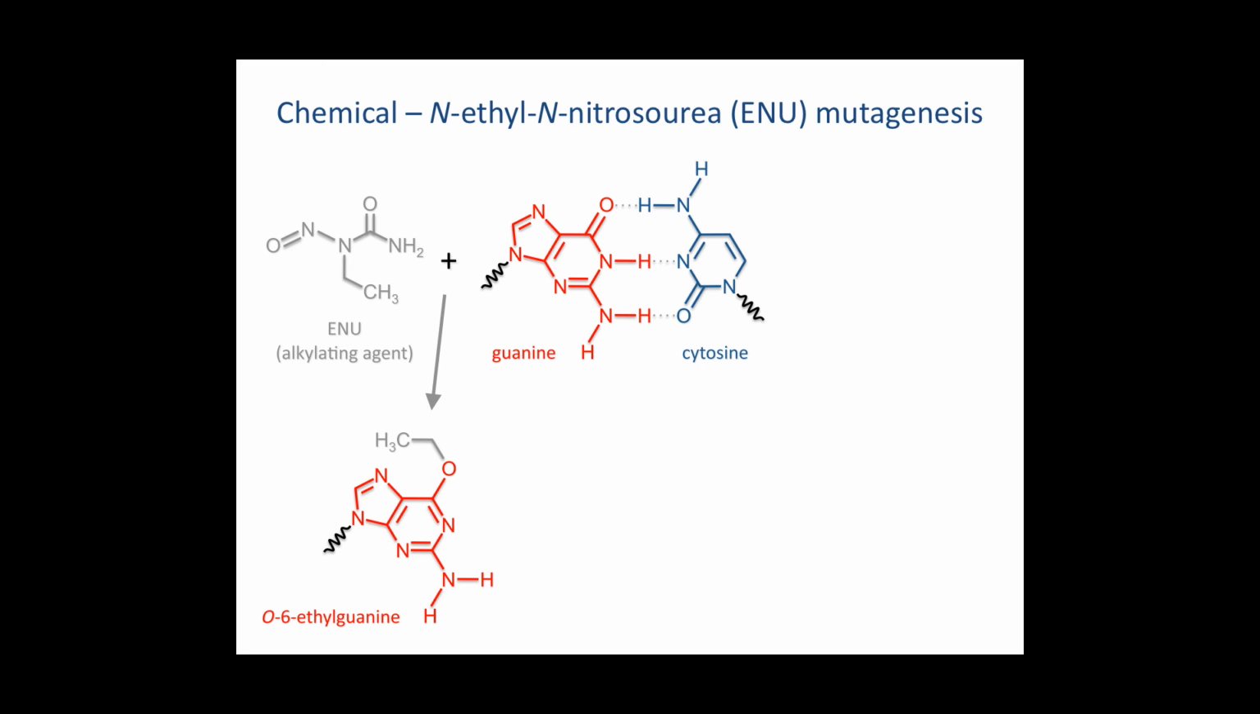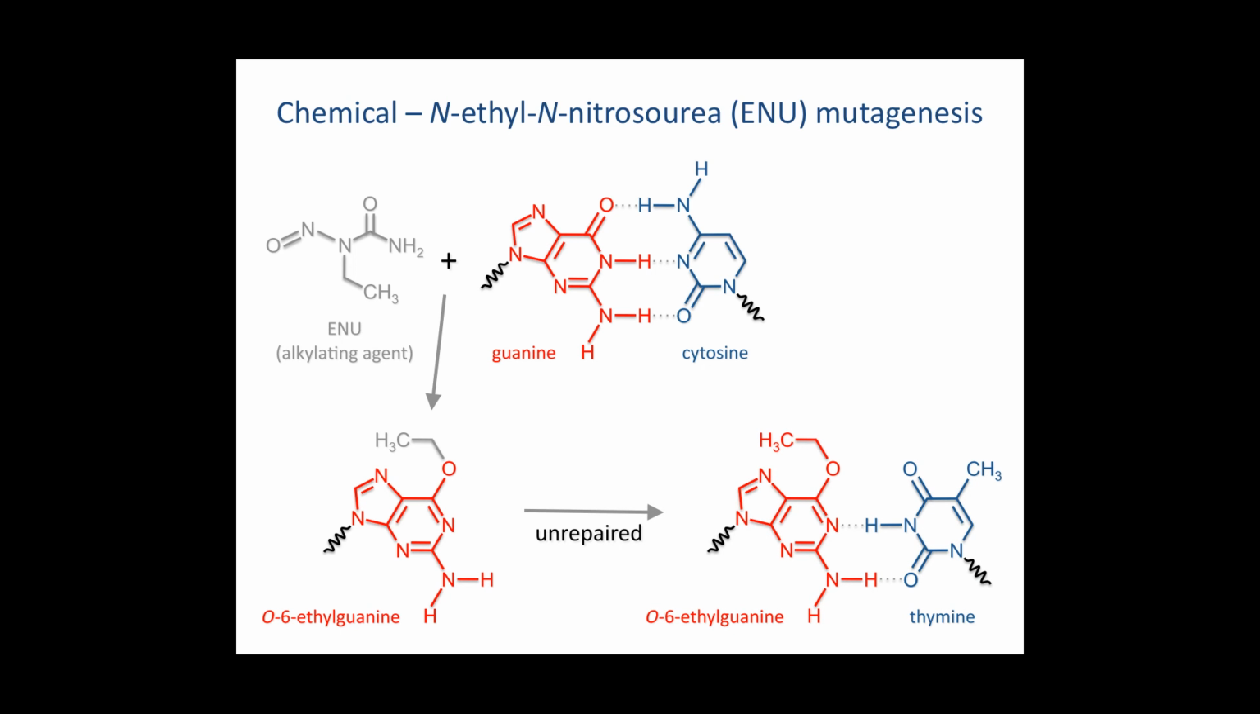EG cannot base pair with cytosine, so if the EG is not repaired, there's the possibility of the cytosine being replaced with thymine, with which EG does base pair. If that should happen, a GC base pair will have become an EGT base pair.